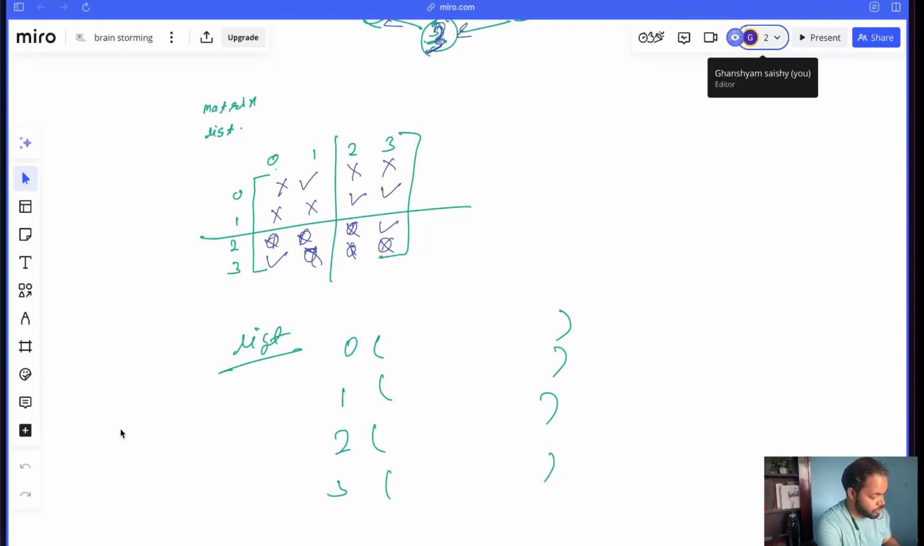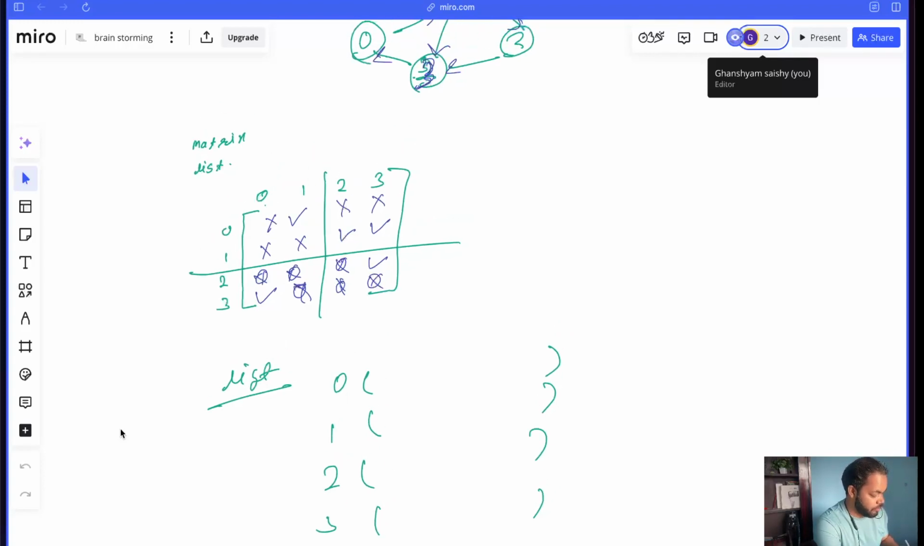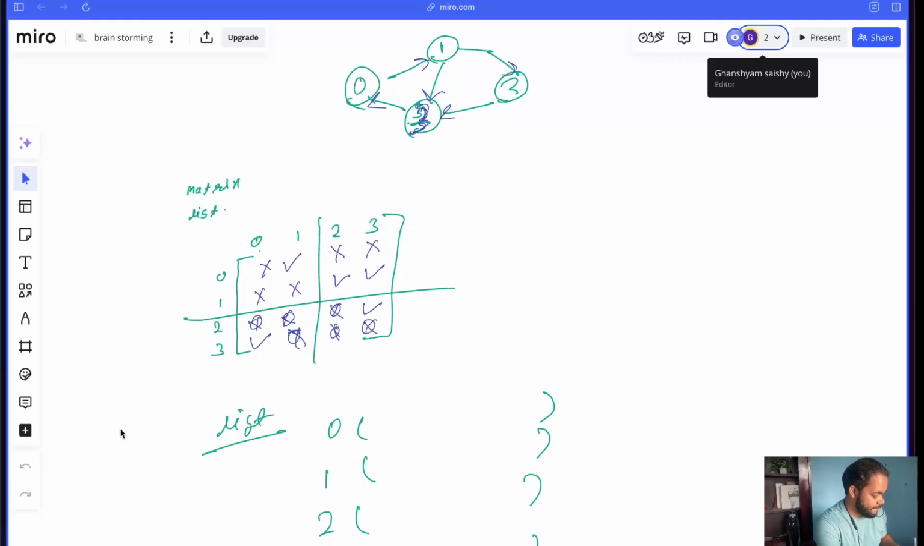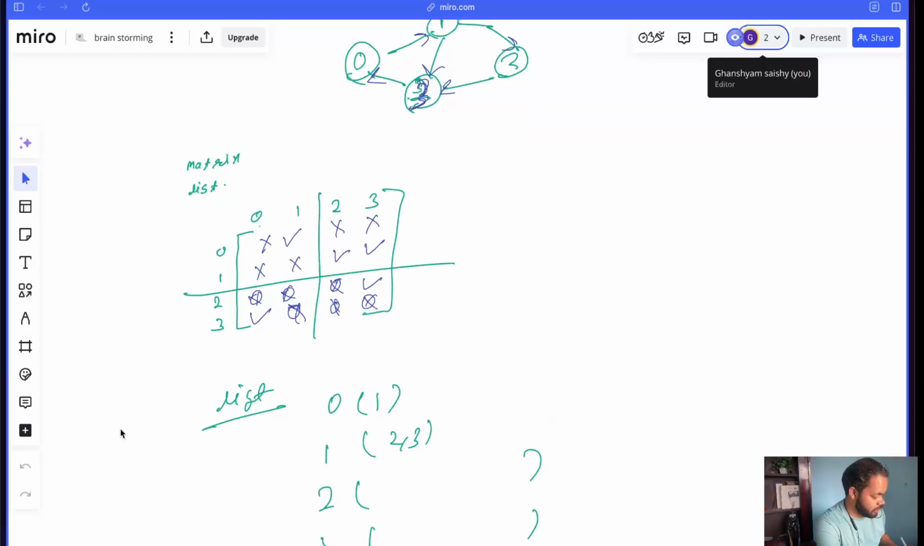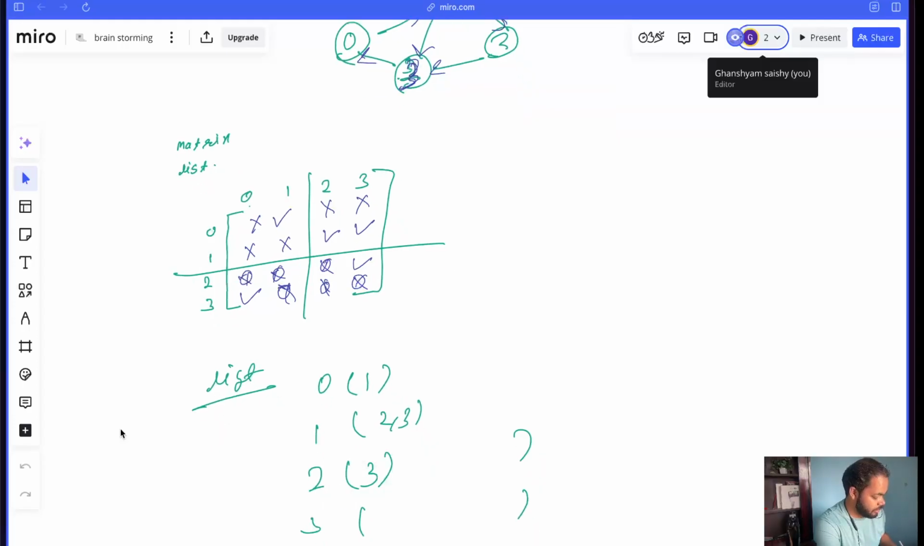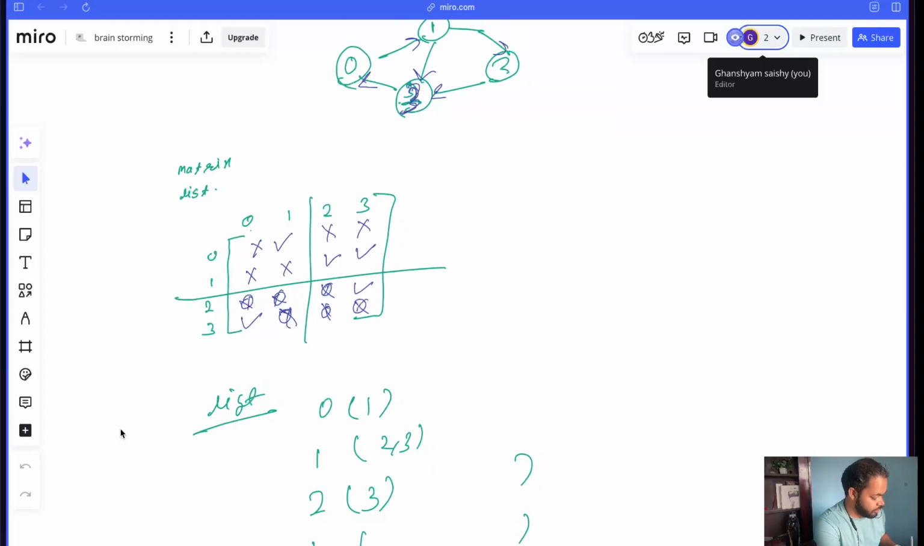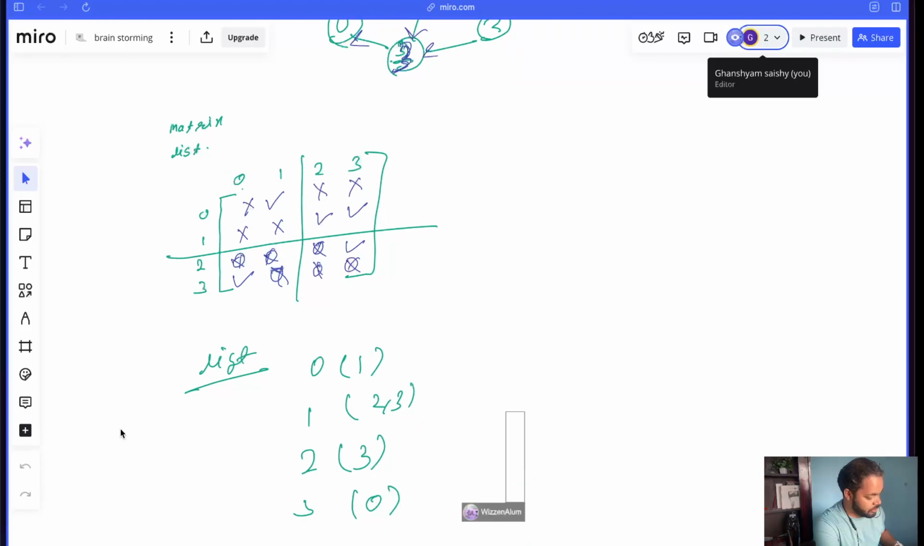Okay, so with zero, which edges we have? 0 to 1 we have. Yes, 0, 1 we have, and then nothing else, right? Yes. Then for 1, what are the edges we have? 2 we have, 3 we have, 2 we have, 3 we have. Okay, 1, 2, 3. With 2 we have 3, and with 3 we have 0. So this is the representation.